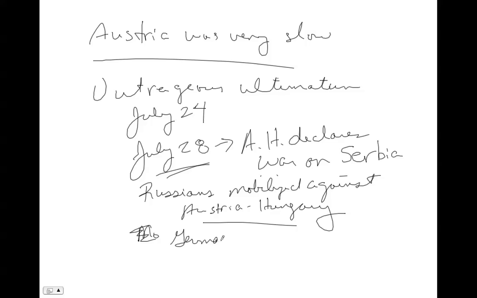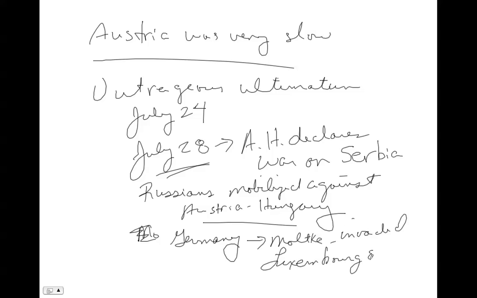So Germany put the Moltke Plan into effect and invaded Luxembourg and Belgium. They have to invade these countries in order to get to France.